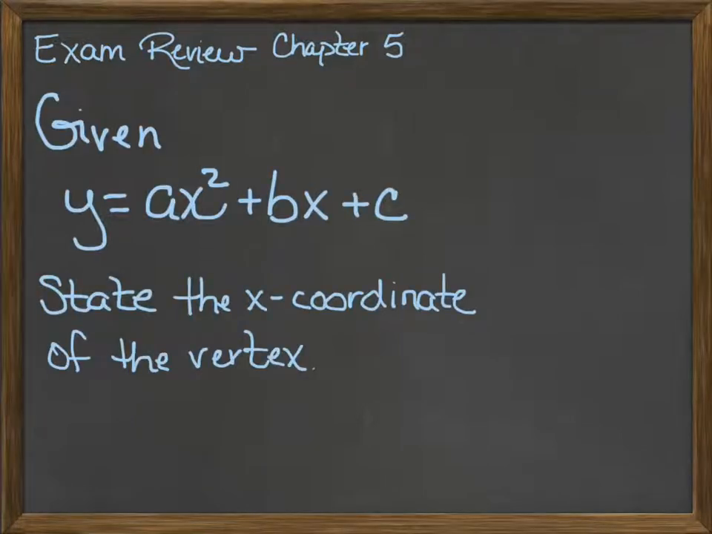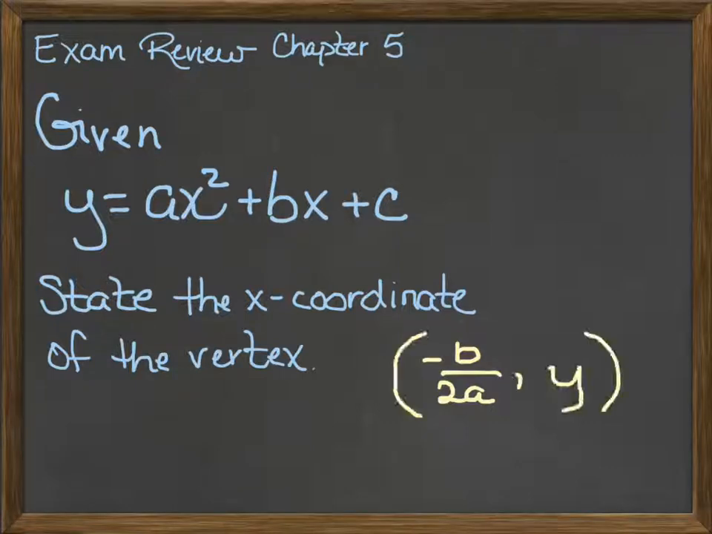So we're given a quadratic equation in standard form, and I want you to state the x-coordinate of the vertex. The correct answer is negative b over 2a. Now remember, that just gives you the x-coordinate. There is a y-coordinate that goes along with it, and we'll talk about that here in a second. So let me give you some real examples.